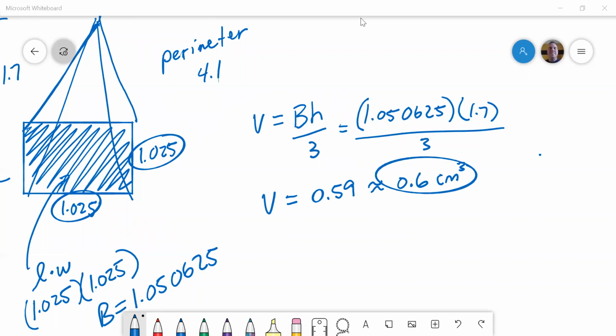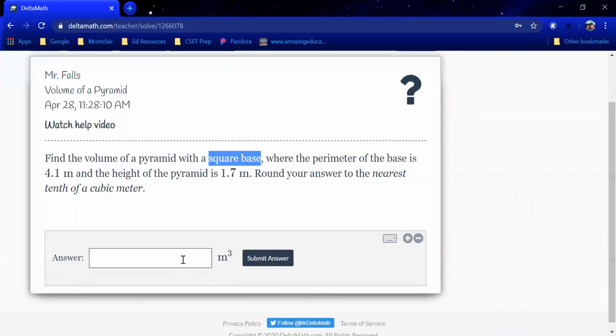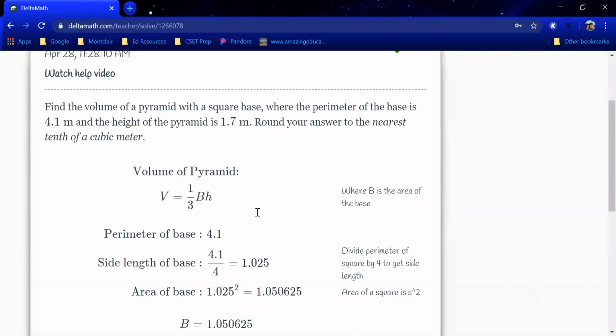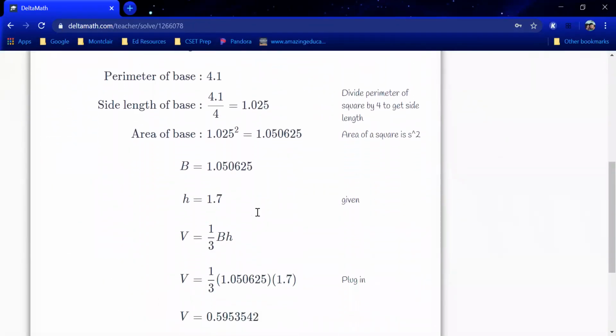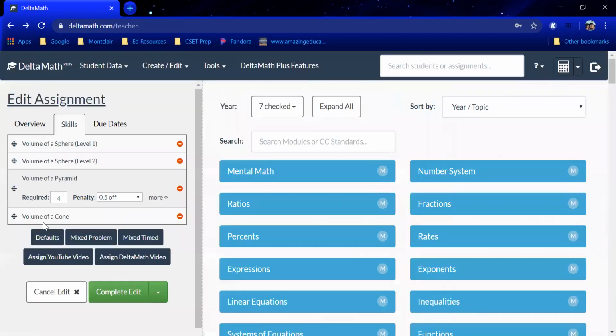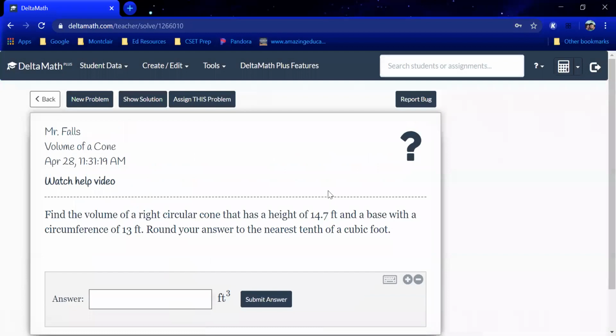So let's go back, enter that in and see how we did. So 0.6, submit, yes, boom, we got it right. Look at that, cool. And then it shows you the work, and of course there are help videos. All right, let's finish off with the volume of a cone here.